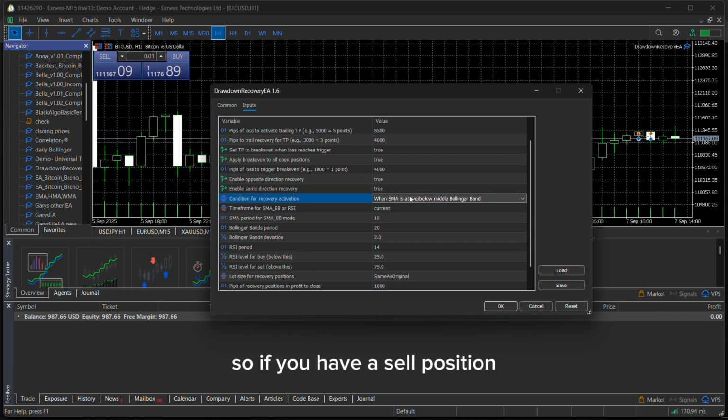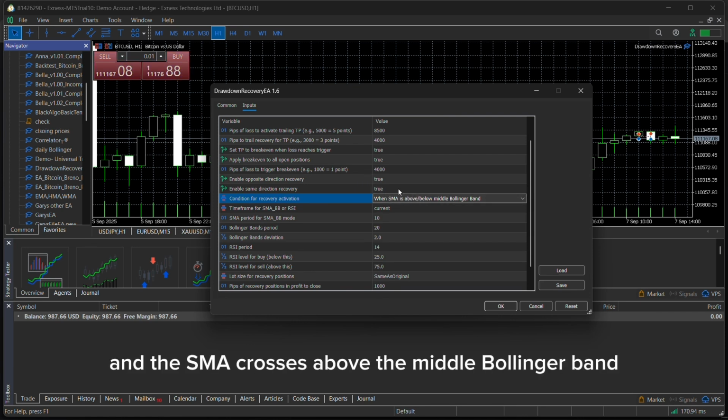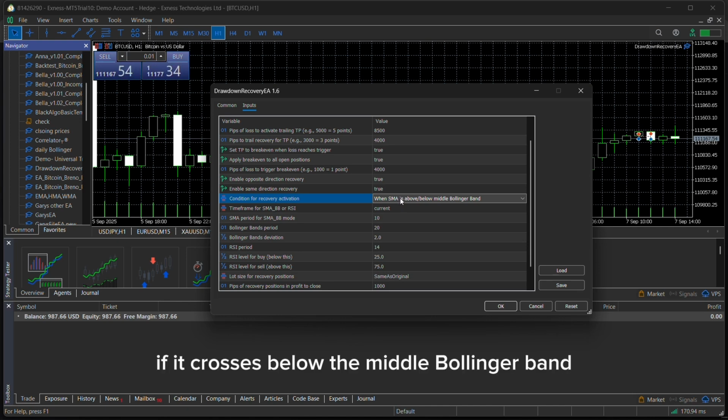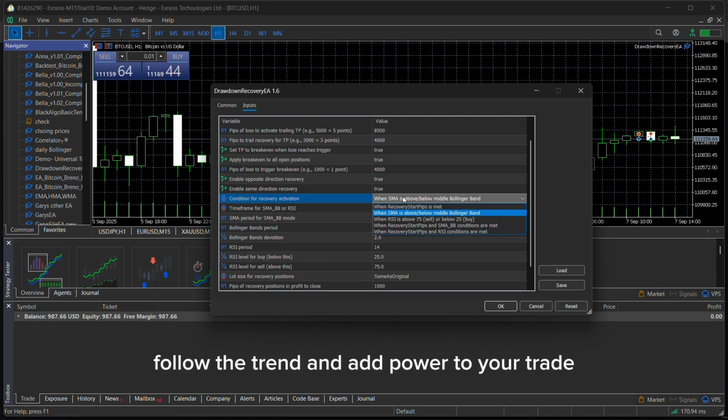So if you have a sell position and the SMA crosses above the middle Bollinger Band, it will open a buy position to help you follow the trend and hedge and secure your position. But in the opposite case, if it crosses below the middle Bollinger Band, it will open the same position to help you follow the trend and add power to your trade.